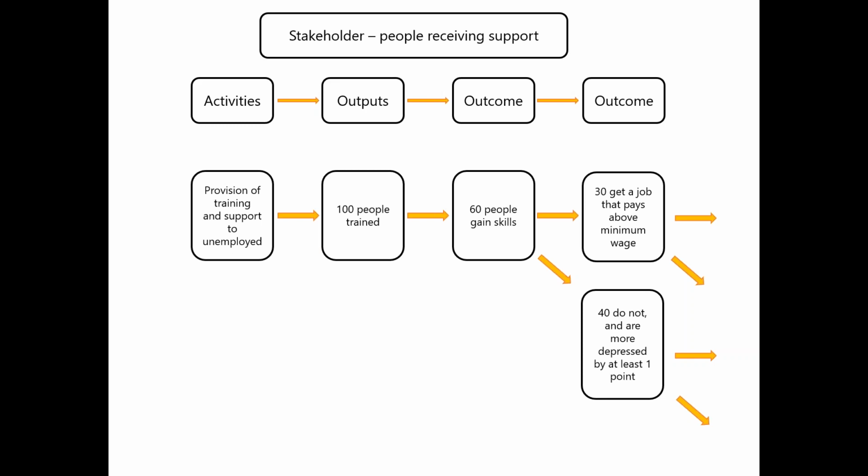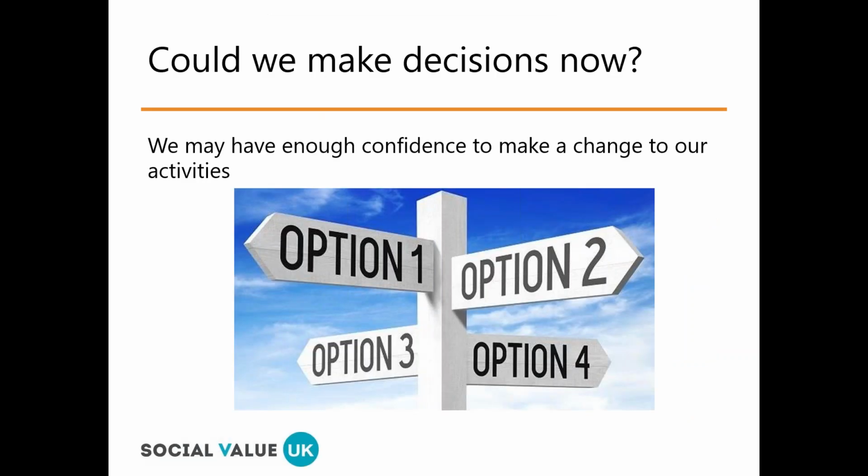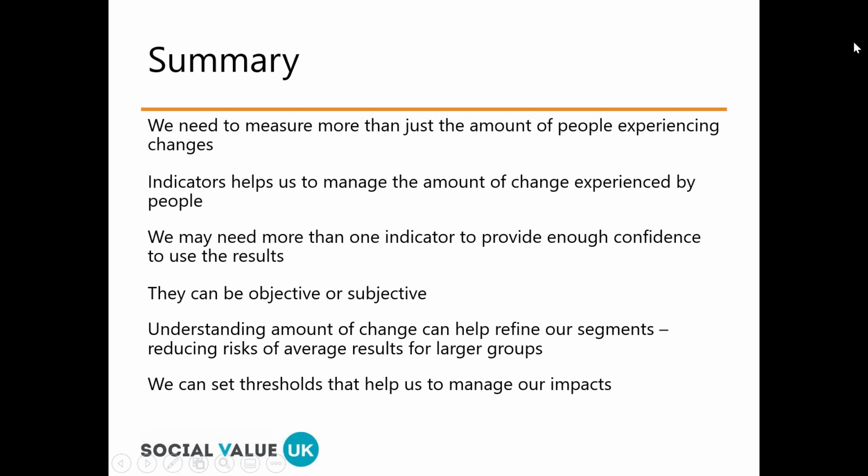We are starting to be able to set targets. This is absolutely central to being able to go beyond measuring social impacts, to be able to manage and maximize those impacts. This may be enough information for us to start making decisions, to start changing the way we do things. Once we understand that people are experiencing negative changes to a certain degree, we may say this is sufficient information for us to change what we're doing. We may, however, say we need more confidence in the data, and we can therefore go into the other impact questions. In summary, of course, we may need more than a single indicator.